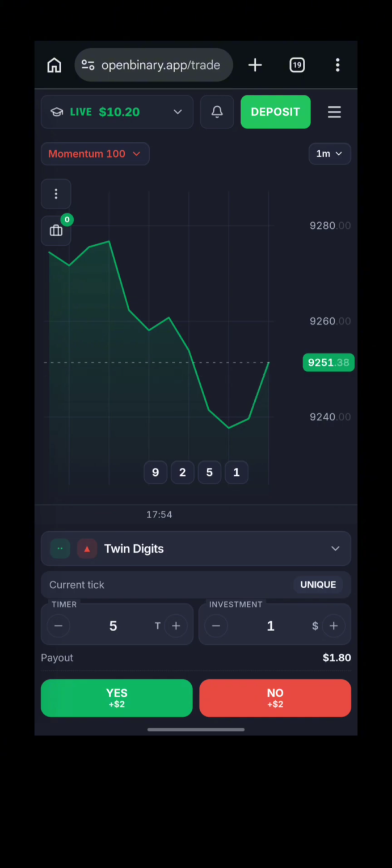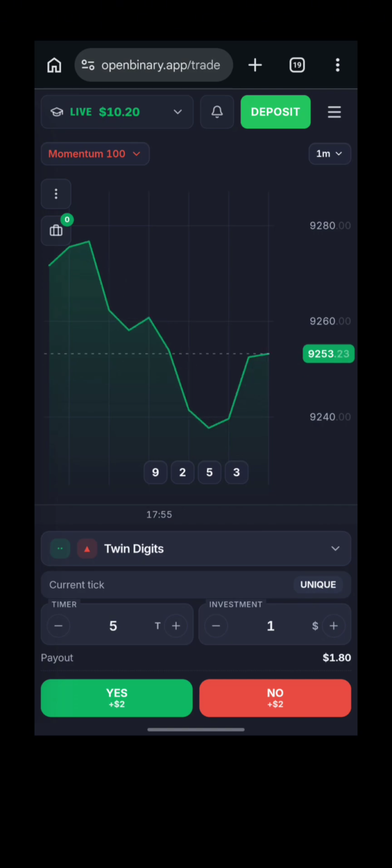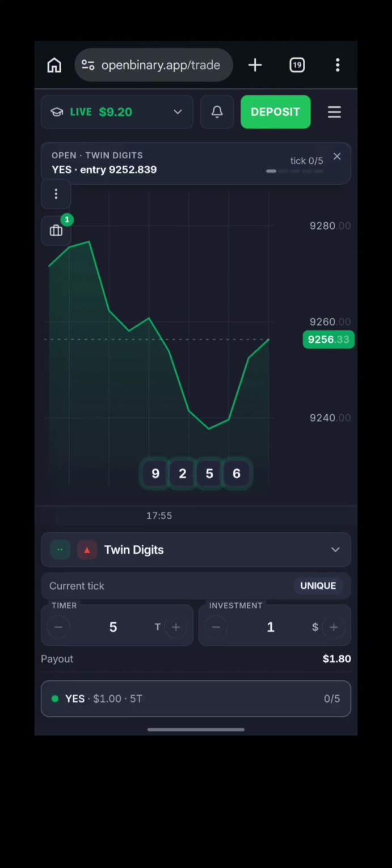Okay, so this is the easiest way to trade binary, and using this broker, I think guys, you can be in the position to be profitable.